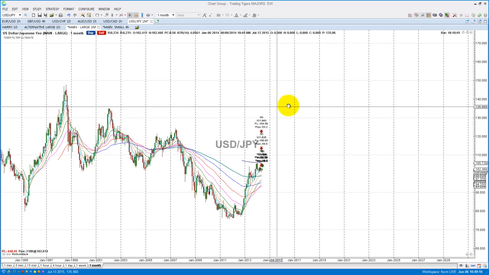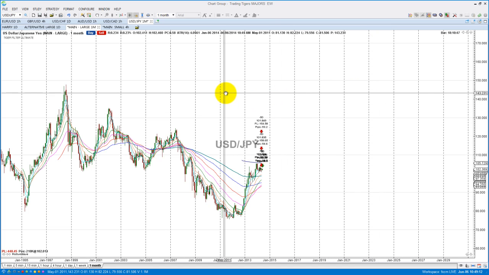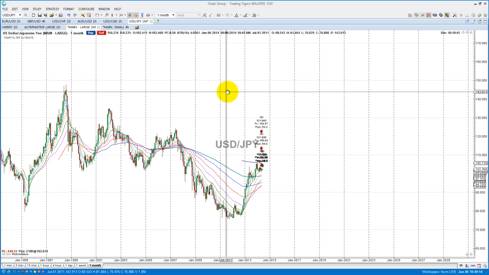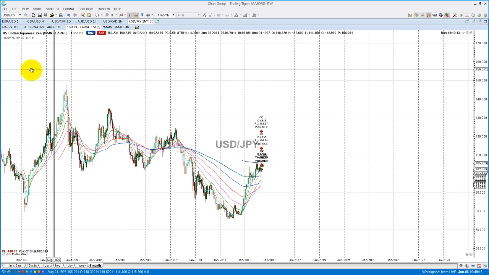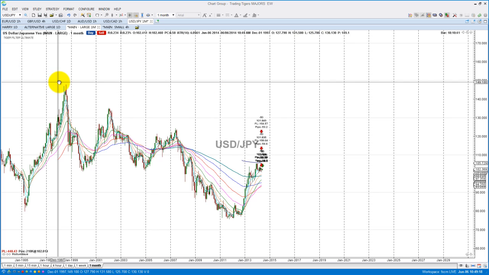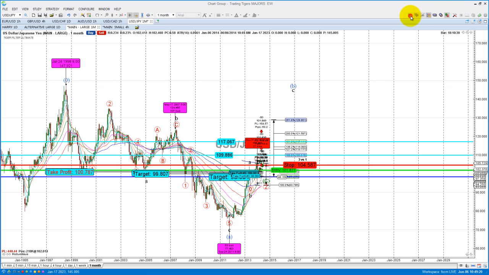Okay, fine. So, once again, let's look at the charts. Here we are. This is the monthly chart for the US Japanese yen. I've taken off all the wave counts so you can actually see. Otherwise, it gets a little bit messy, as you can see.